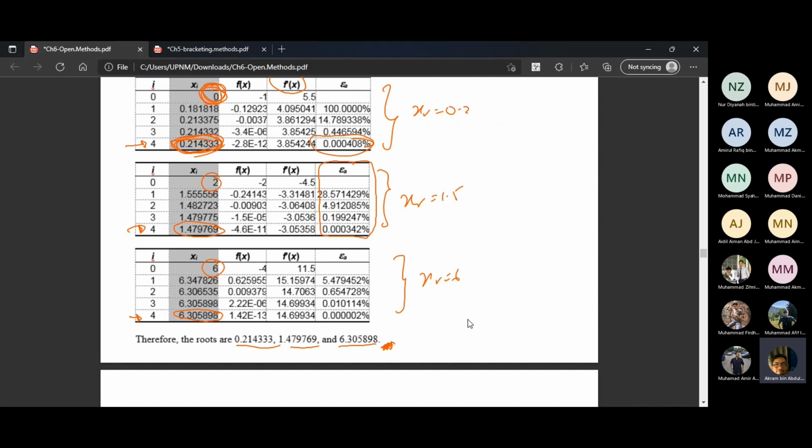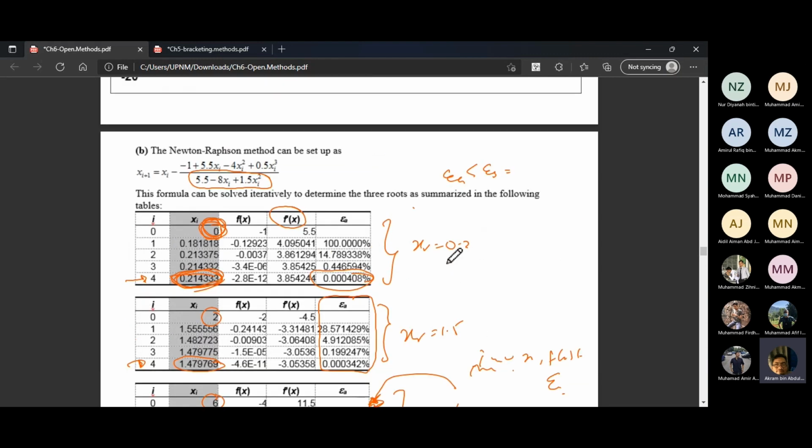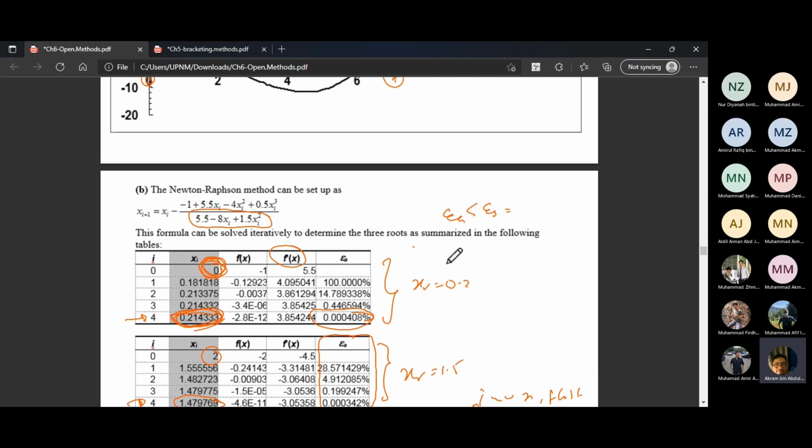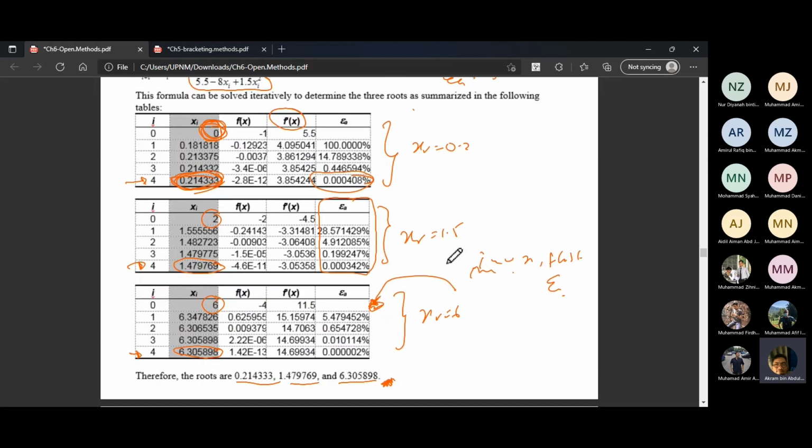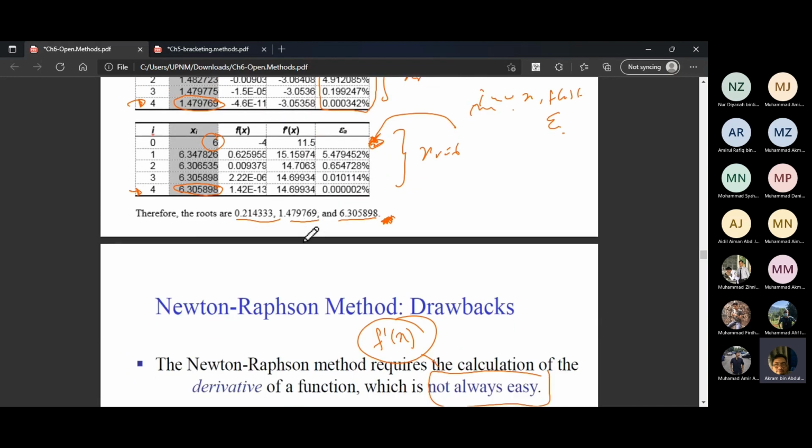In order to get all this table, of course, you need to manually calculate. The first iteration, what is the value of xi, what is the value of f(x), what is the value of f prime(x), what is the value of epsilon a, and then you can fill in this table. If you do it manually. But if you solve it using a computer, then of course you can get this table directly. Right?